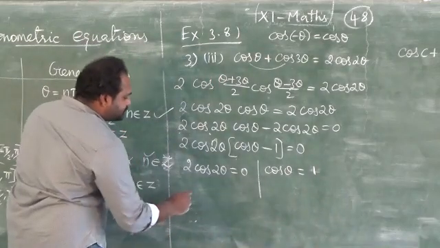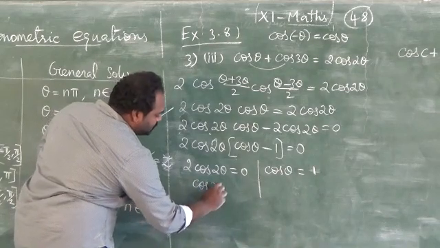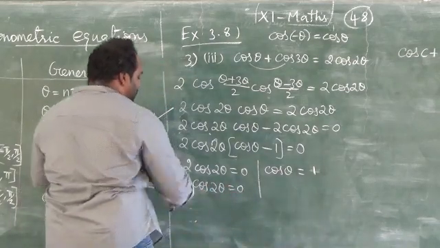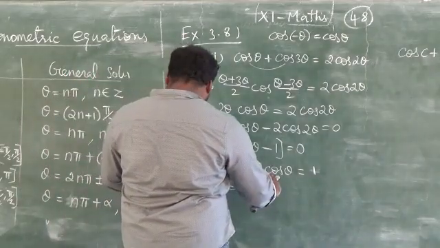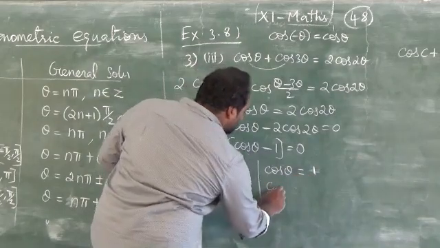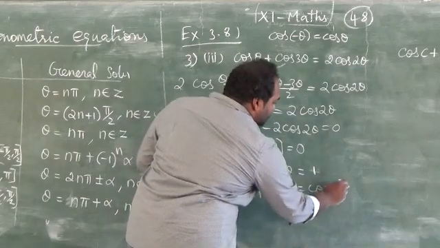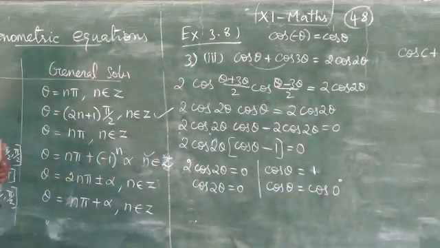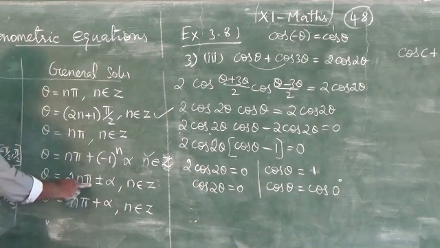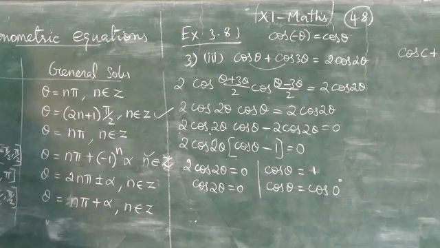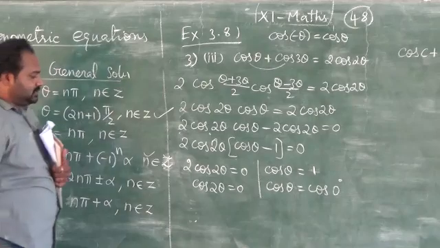So here cos 2 theta equal to 0, because if you bring this side it will become 0. Here cos 0 equal to 1, cos 0 degree is 1. Here the formula is cos theta equal to cos alpha is 2n pi plus or minus alpha, n belongs to N.